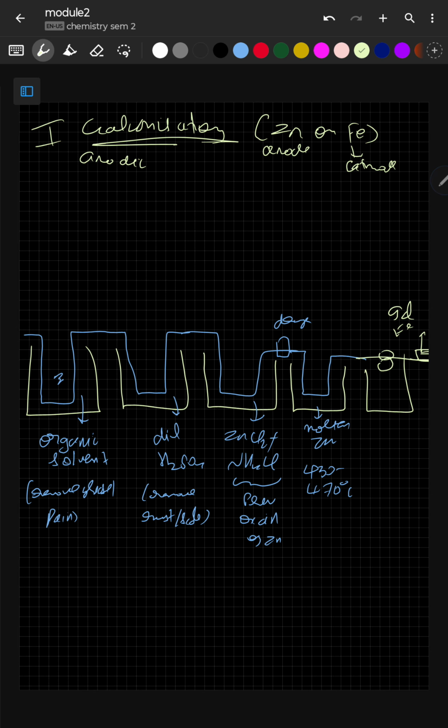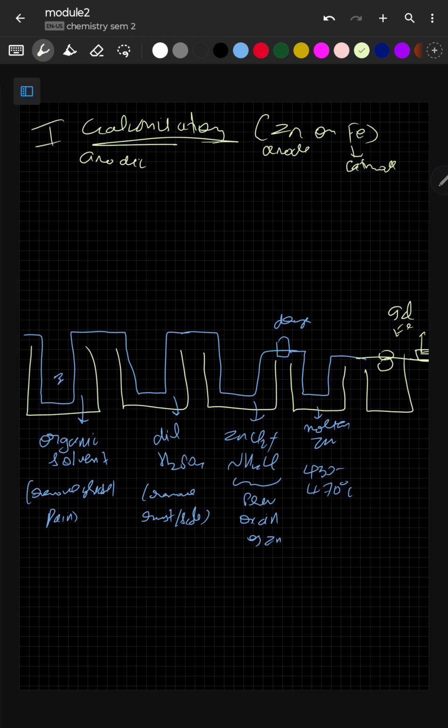So once again I'll summarize what is happening in galvanization. Firstly you're going to dip the metal in organic solvents, which is going to remove the paints, grease, all of that. Then we're going to dip it in dilute H2SO4, which is going to remove the rust layers or scale layers or salt layers, all of that. Then we're going to dip it in ZnCl2 NH4Cl flux, because this is going to prevent the oxidation of zinc.